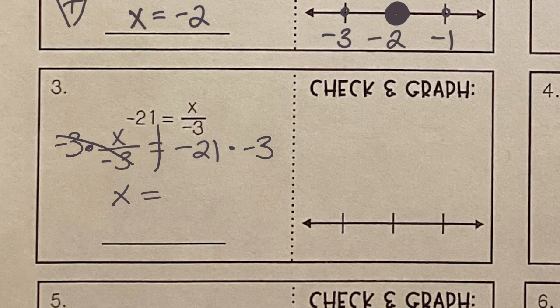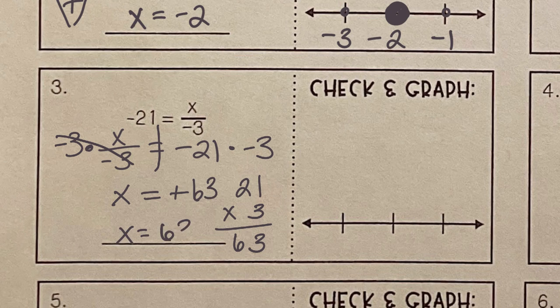So I multiplied my -21 by my -3. That means my answer is going to be a positive, because a negative times a negative equals a positive. And now let's do 21 times 3. 3 times 1 is 3, and 3 times 2 is 6. So therefore, this would be a positive 63. X equals 63. I'm going to plug that value in to my equation.